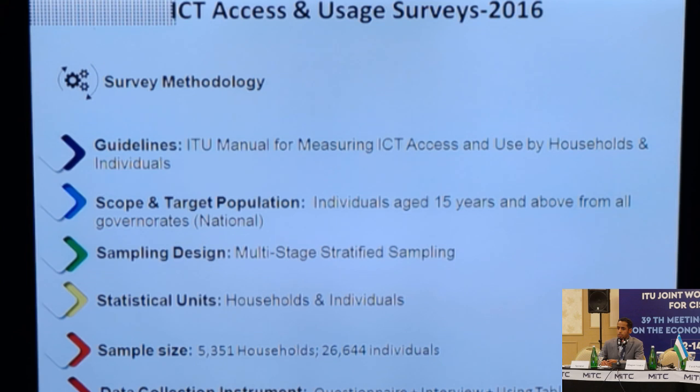The scope: we target individuals aged 15 years and above from all the governorates. So all the governorates are covered. Our sample size is based on multi-stage stratified sampling, and we target individuals and households. For individuals, we interview all individuals aged 15 years and above, and related to household questions, we ask the head of the household in order to obtain data about the household access and usage.